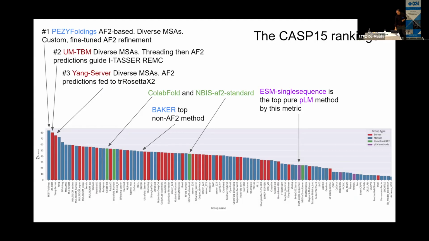So they paid attention to these MSAs. They tried different MSAs to try and see which gave them the best models, and that seemed to be key to the very best methods. Two of the top three, interestingly, took AlphaFold predictions of one kind or another and fed them back to previous generation methods. So I-TASSER has been around in one form or another for quite a few years. The second best group took AlphaFold predictions and fed them to I-TASSER.